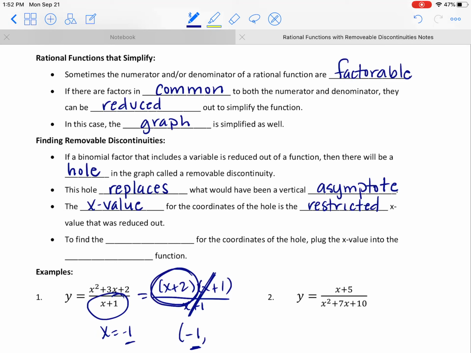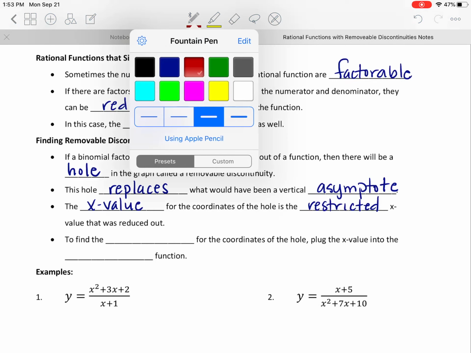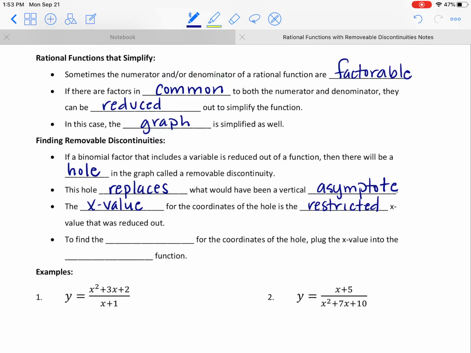So if I want to know the point that belongs on this graph, if I know the x value of -1, I just have to plug that x value in. So I put the -1 in here. -1 plus 2 gives me a +1. That's going to give me the y value for the coordinates of that hole. So let me just get rid of this mess I'm making again. We're going to go back and do that one more time. I just wanted to try to explain the steps as I'm going through them. So the x value is the original restriction that gets reduced out. And to find the y value, we want to take that x value and plug it into our simplified function.